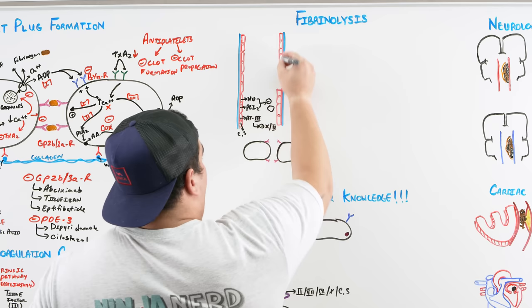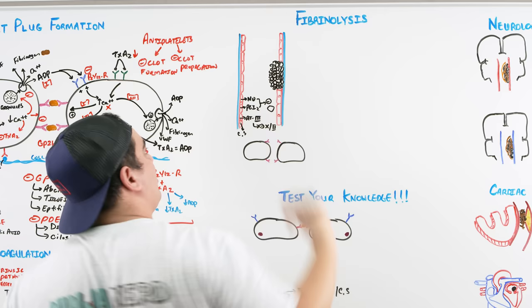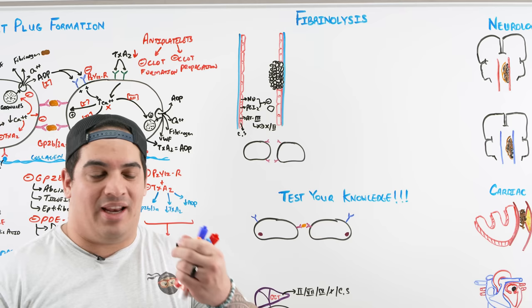But let's say, again, you have a vessel injury. Platelets stick to the von Willebrand factor. They release things like ADP, thromboxane A2, right? They also increase the expression of GP2B3A proteins, which allows the platelets to stick with one another. We have drugs that inhibit that process. We have the P2Y12 receptor blockers. We have the COX enzyme inhibitor. We have the GP2B3A protein receptor blockers, and we have the PDE3 inhibitors.